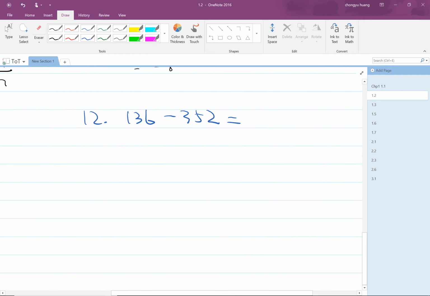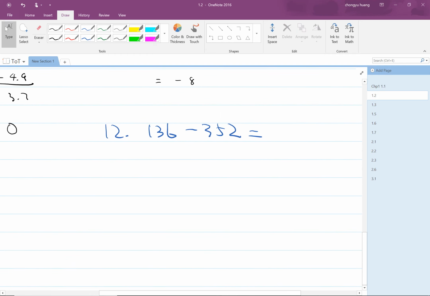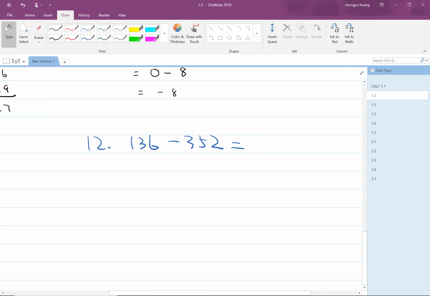And then here we got some questions with some big numbers, right? 136 is actually smaller than negative 352, so you know the answer is going to be negative. Basically what you're going to do over here is you need to subtract. You know that this is a subtraction, and the answer is going to be negative.